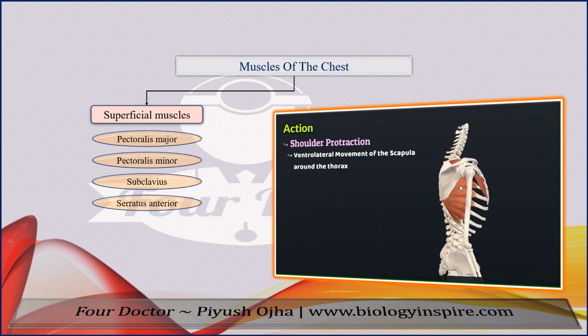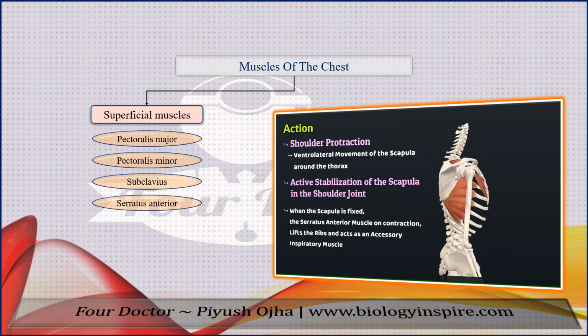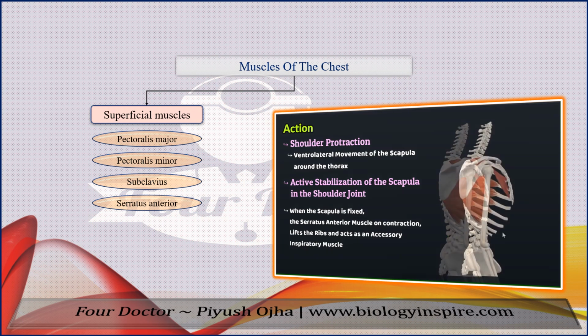Another action produced by the serratus anterior muscle is the active stabilization of the scapula in the shoulder joint. When the scapula is fixed, then the serratus anterior muscle on contraction lifts the ribs, and thus this muscle acts as an accessory inspiratory muscle.